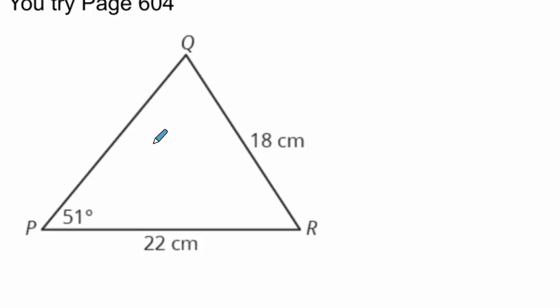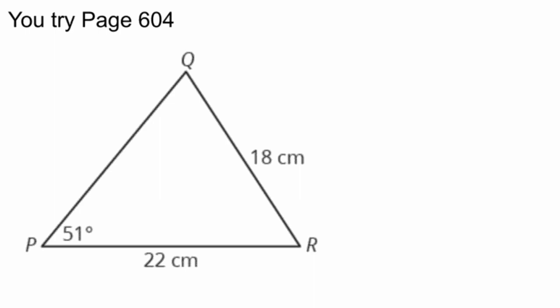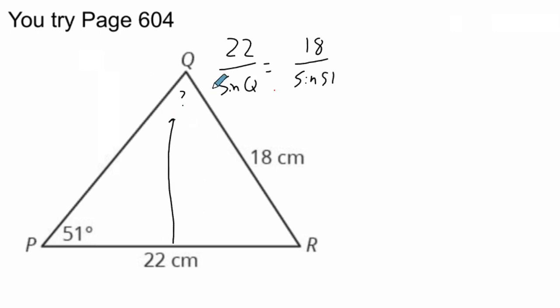So here's one for you guys to try. Pause the video and try it. You're solving for angle Q. Welcome back. So I have this set up. I'm solving for angle Q. This side is across from this angle, so I'm going to have the distance over the sine of Q equal, and I know this as a full pair, so it's 18 over the sine of 51. I want to get Q by itself, so I'm going to need to eventually do inverse sine, but before that, I'm going to cross multiply.